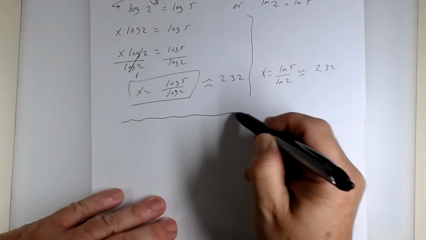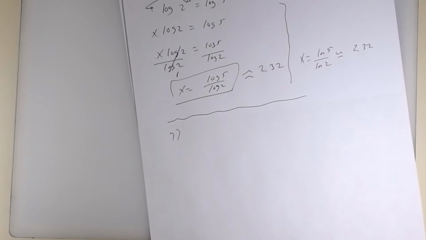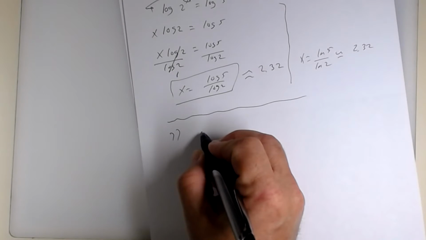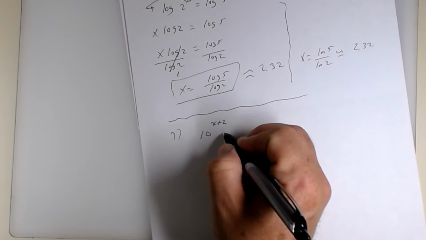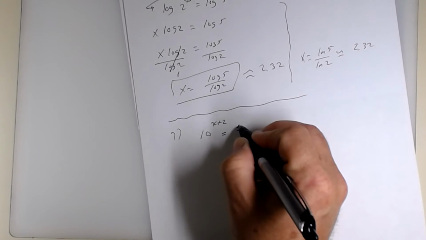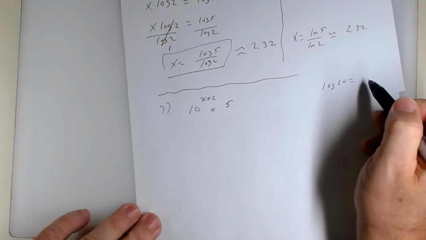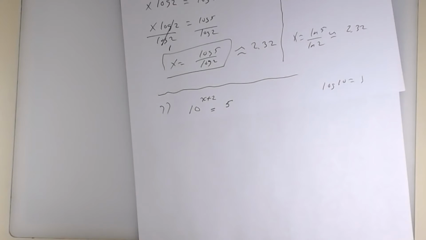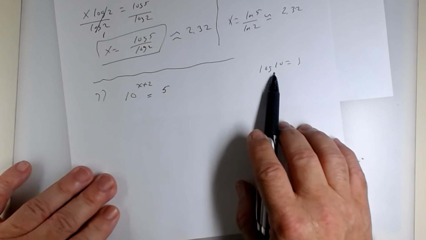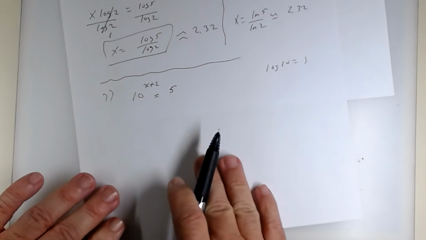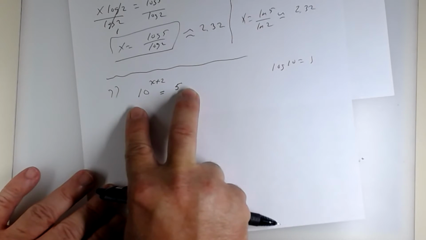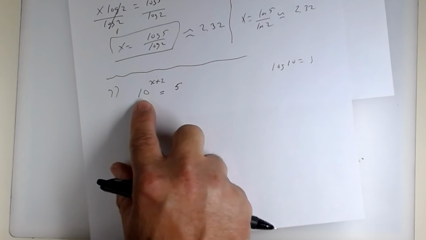All right. Now let's look at number 7. Suppose in number 7 you had 10 raised to the x plus 2 power equals 5. Now, notice that one of the bases is 10. And I know that the log of 10 equals 1. So if the base is 10, you don't want to use the natural logarithm. You can, it doesn't matter, but use the common logarithm. Because if you use a common logarithm, then at some point you will end up with the log of 10, which is just 1. So you can take the natural log of both sides, or you can take the log of both sides. But if it's base 10, it is preferable to take the common logarithm of both sides.